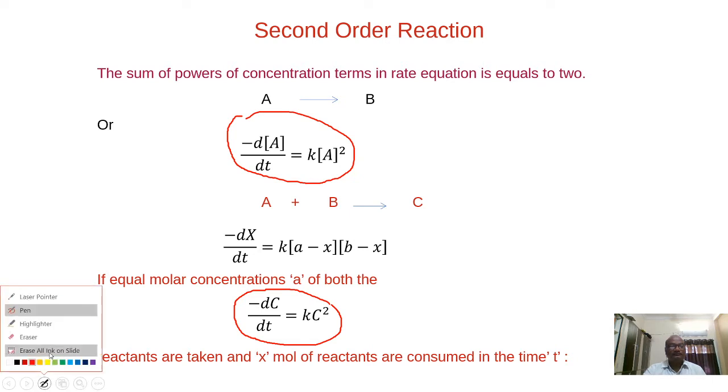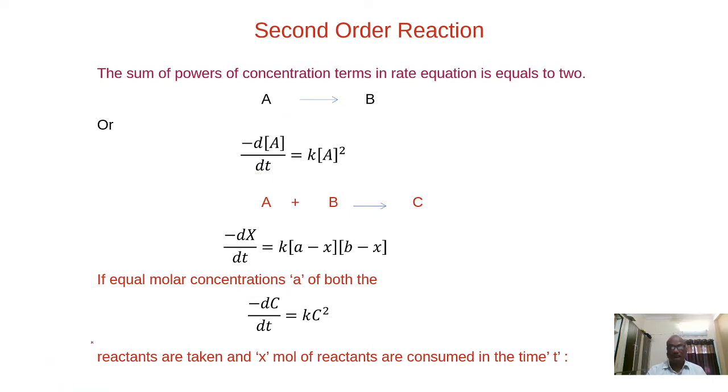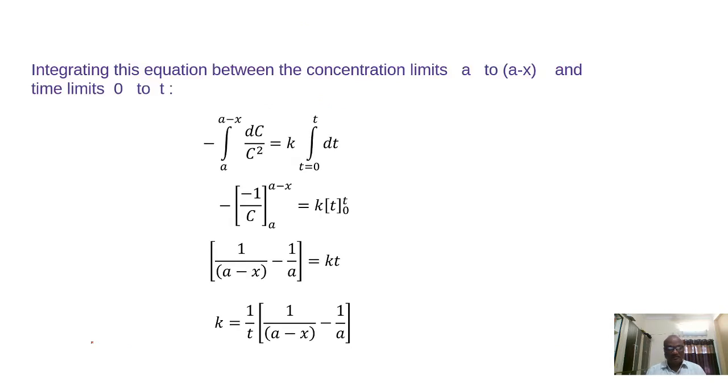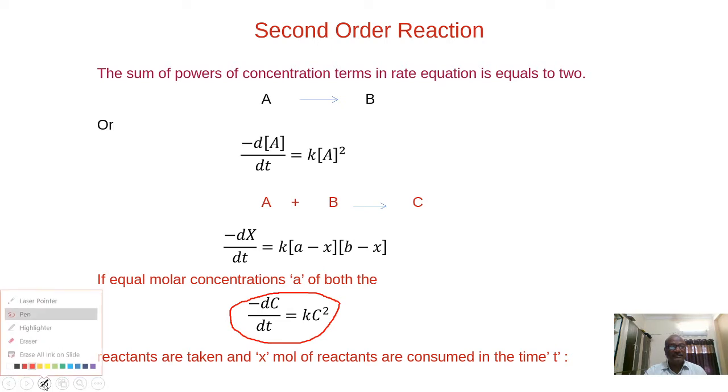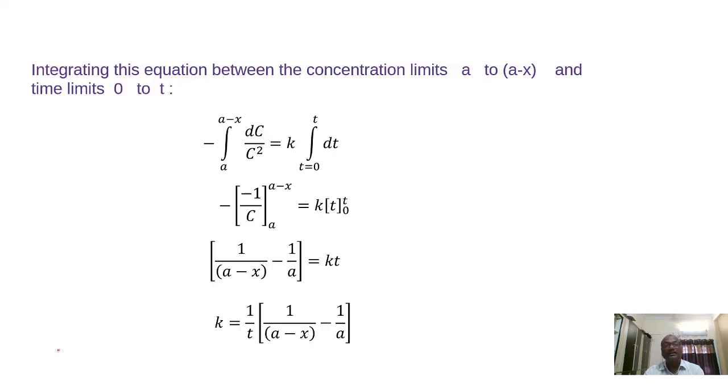Next, let me derive the equation for the second order rate constant. Now we are shifting the concentration terms to one side and the time term towards the right side. Concentration terms towards the left side and the time term towards the right side. Then we get the equation, and that equation is now integrated. It is minus integral of dc/c^2 is equal to k times integral of dt.